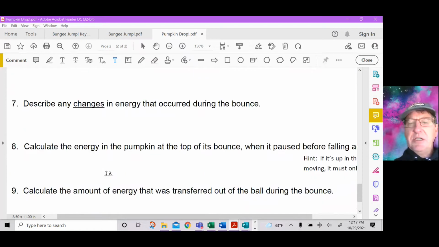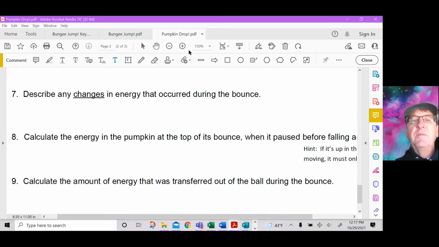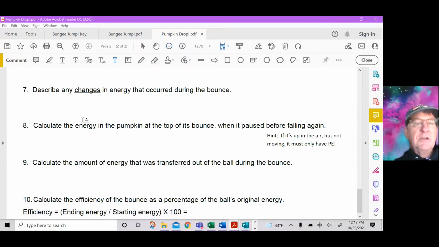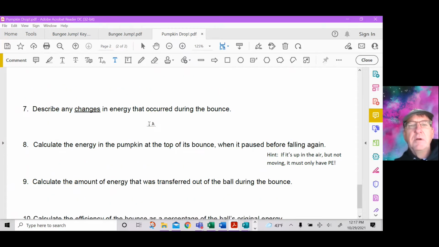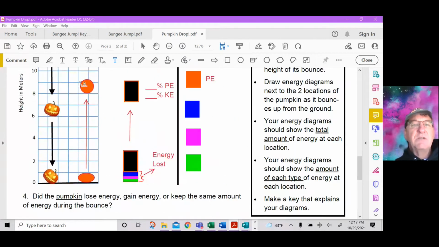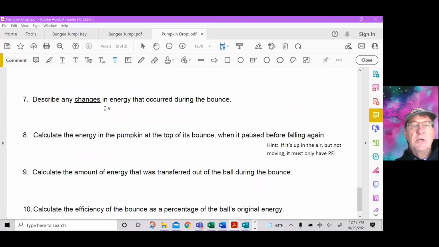You pause as needed. Let's see, I'm going to zoom out a little bit. Number 8, calculate, we get to do math again, calculate the energy in the pumpkin at the top of its bounce when it paused before falling again. So the top of its bounce, that's this one. How much energy is there? Let's see. Hint, if it's up in the air but not moving, it paused before falling again, it must only have PE.